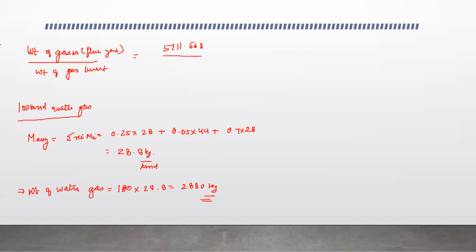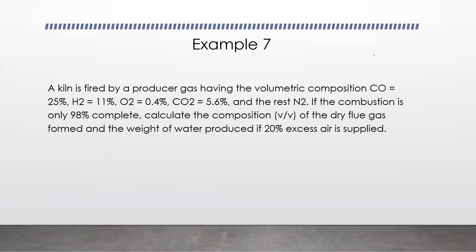Once we have got this, we substitute this value over here: 5,111.668 upon 2880. So this is going to be 1.775 kg flue gas per kg of water gas burnt. All right, that is your answer. Hope this problem was clear. When this is clear, we move on to the next problem, example number 7.